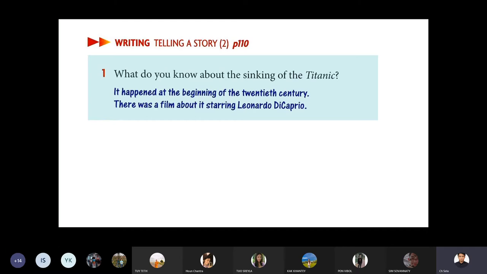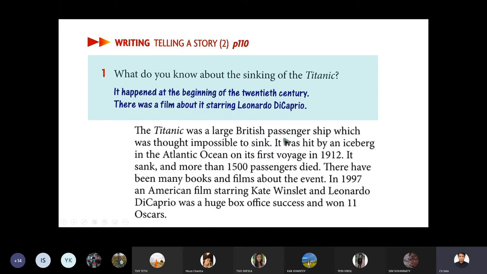The Titanic was a large British passenger ship which was thought impossible to sink. It was hit by an iceberg in the Atlantic Ocean on its first voyage in 1912. It sank and more than 1,500 passengers died. There have been many books and films about the event. In 1997, an American film starring Kate Winslet and Leonardo DiCaprio was a huge box office success and won 11 Oscars. Okay, this is a short summary of the Titanic movie.